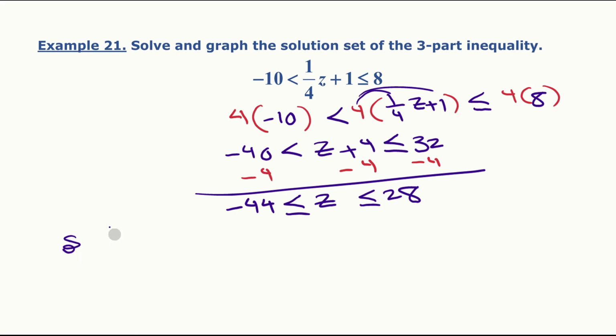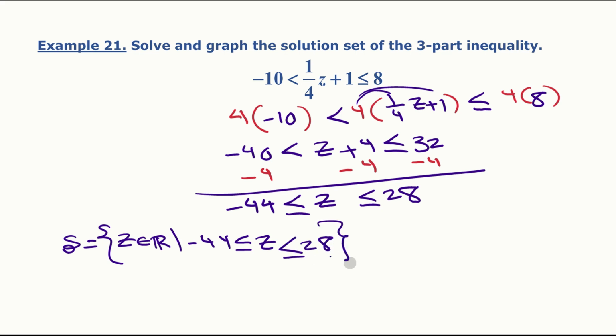Now, to present the solution set, well, in set builder format, it's very easy. It's just going to be all z belonging to R, such that negative 44 less than or equal to z less than or equal to 28. And if we graph the situation, basically we want everything between negative 44 and 28.